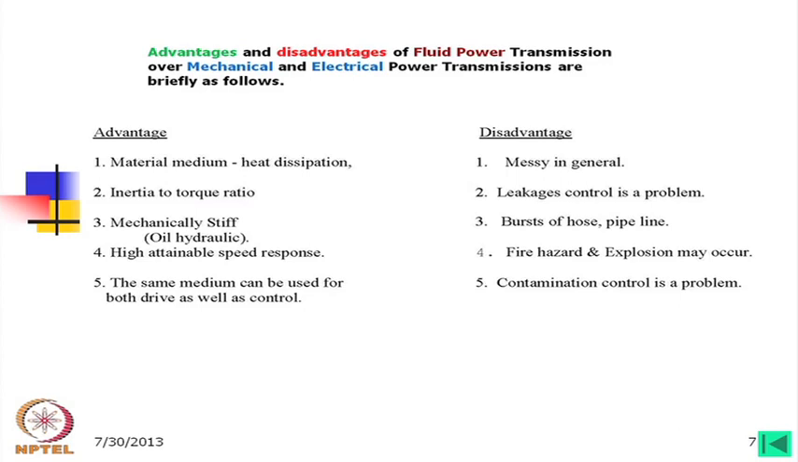But there are disadvantages too. Number 1, messy in general. Second, leakage control is a problem. Third, bursts of hose pipeline cause accidents, and we should take utmost care in this regard. Apart from that, in case of mineral oil, there is fire hazard and explosion may also occur. And fifth disadvantage, contamination control is a problem, because some part of the fluid power is exposed to the air and it takes in the dirt, and cleaning this becomes a problem. There are many other disadvantages as well as advantages, but those are minor.